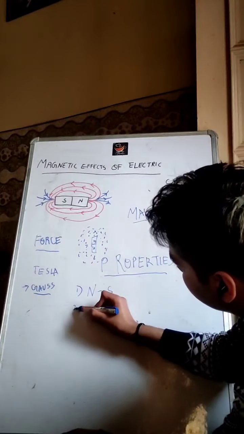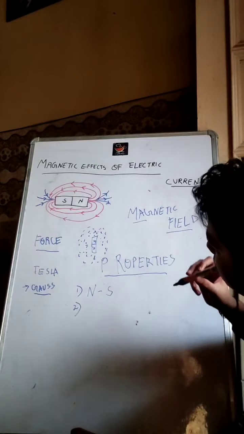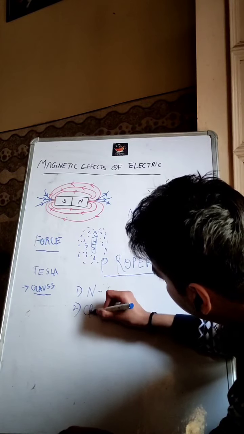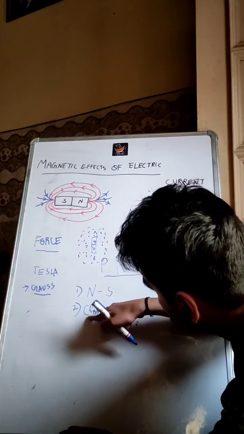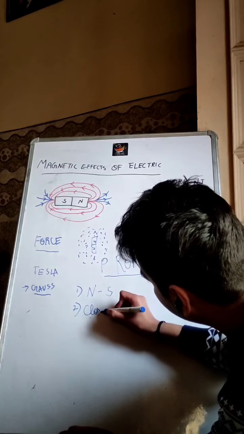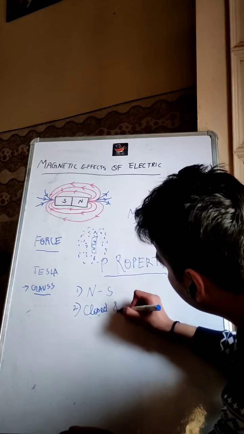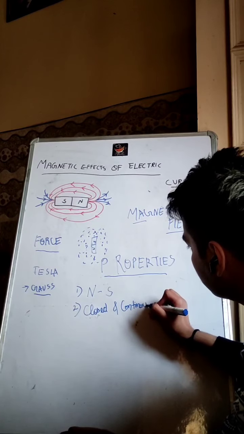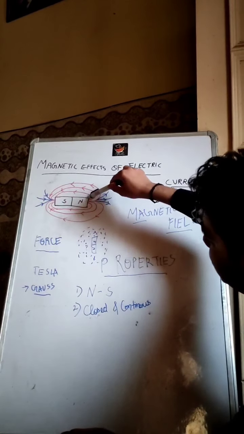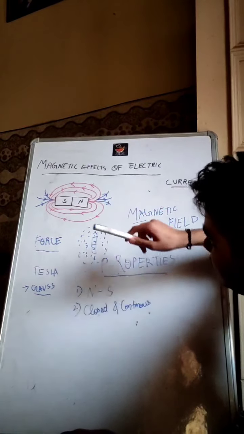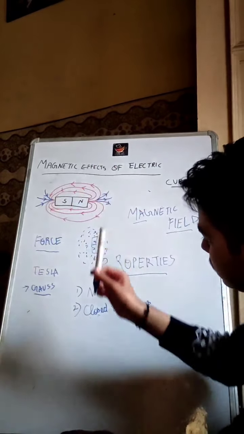The second property is magnetic field lines are closed and continuous curves. See right here, they are closed and continuous curves. They are not breaking at any point and they meet end to end.